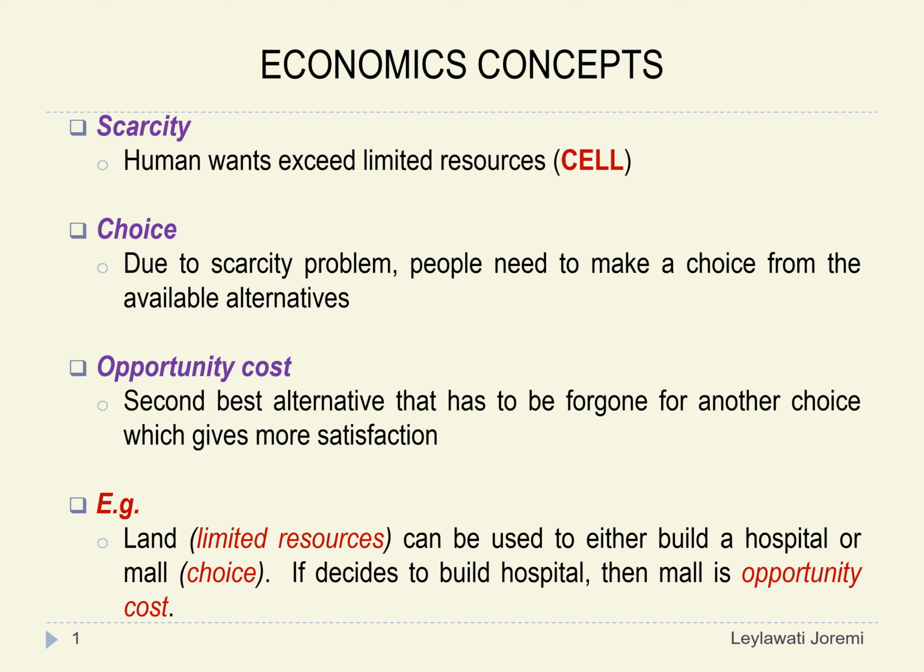If you list down a variety of choices: number 1 hospital, number 2 shopping mall, number 3 school, number 4 mosque. After you consider everything, you decide to build the hospital. Then the mall is your opportunity cost, because the shopping mall is in your second rank. Okay?